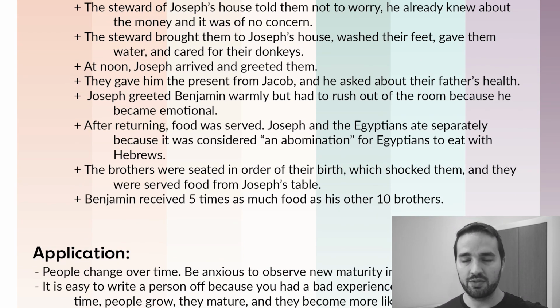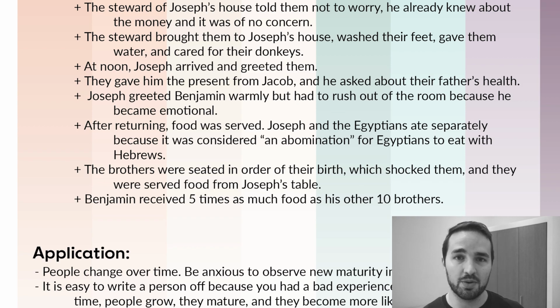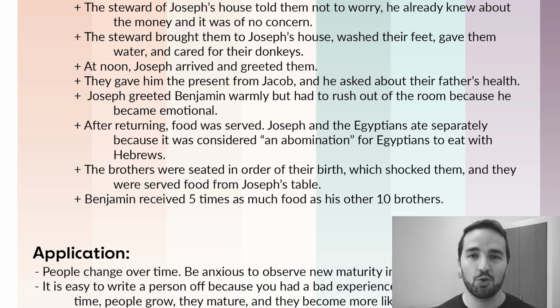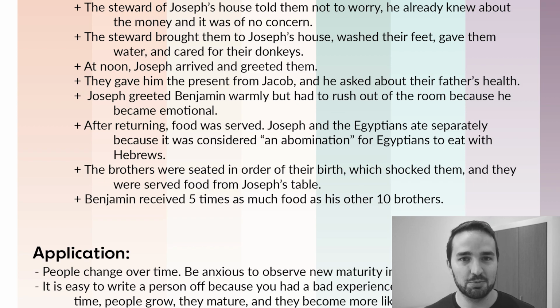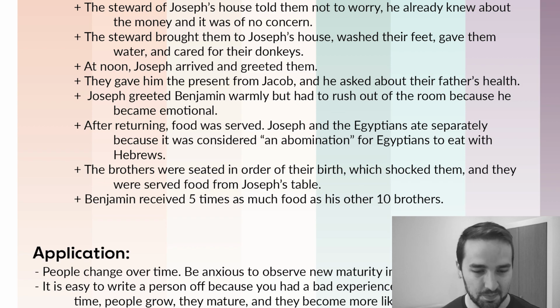Joseph ate by himself, and then the Egyptians ate by themselves, because the text tells us the Egyptians thought it was an abomination to eat with the Hebrews. So then the Hebrews ate by themselves, and they were seated in order of their age, from the oldest to the youngest. And this really shocked them because how could this be? Certainly with 11 brothers, it couldn't be a coincidence. And they had no idea that Joseph knew how old they were.